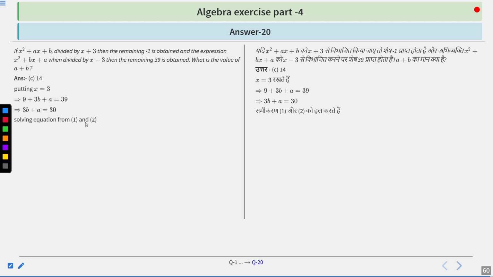Solving equations 1 and 2, we get a equal to 6 and b equal to 8. This is our equation number 2. So if a equals 6 and b equals 8, then a plus b is equal to 6 plus 8, that is 14. Option number C is the correct answer.